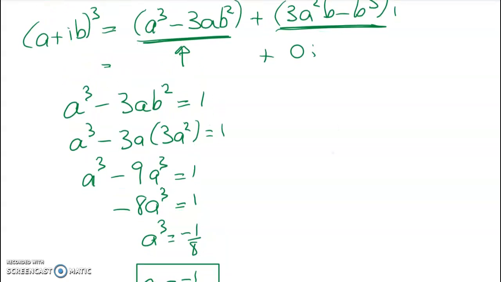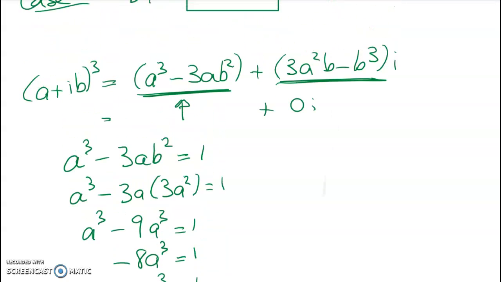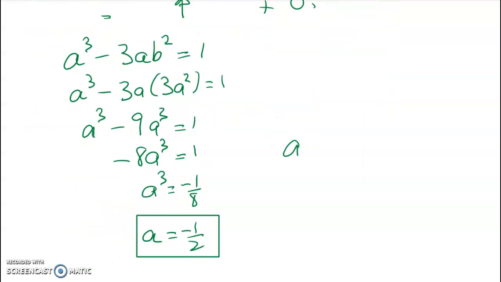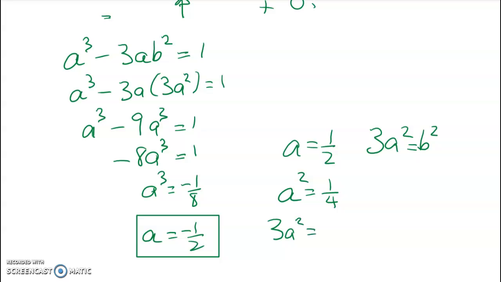Substituting that back in, we now need to find b. So a is equal to negative 1/2. We know that 3a squared equals b squared. a squared is equal to 1/4. 3a squared, I'm going really slowly here, so 3a squared is equal to 3/4. 3/4 is equal to b squared.